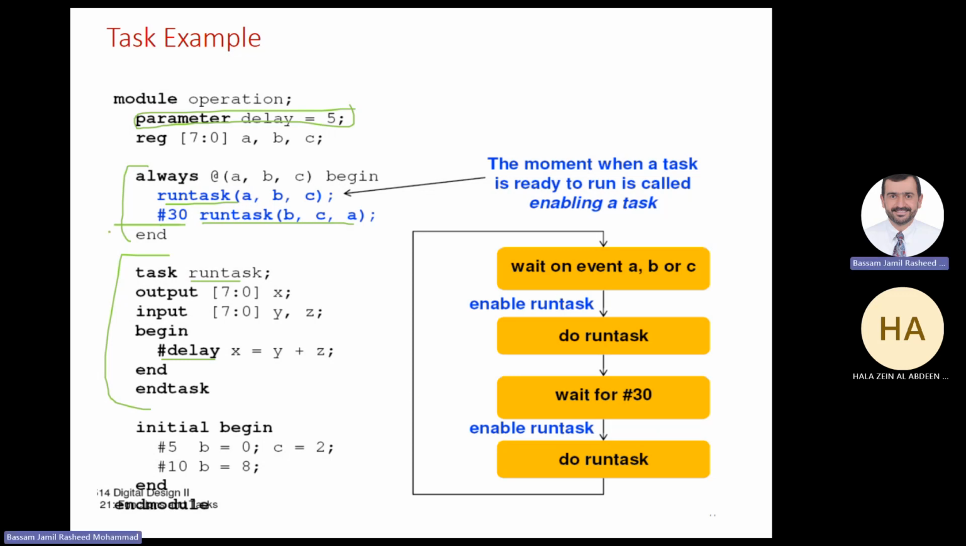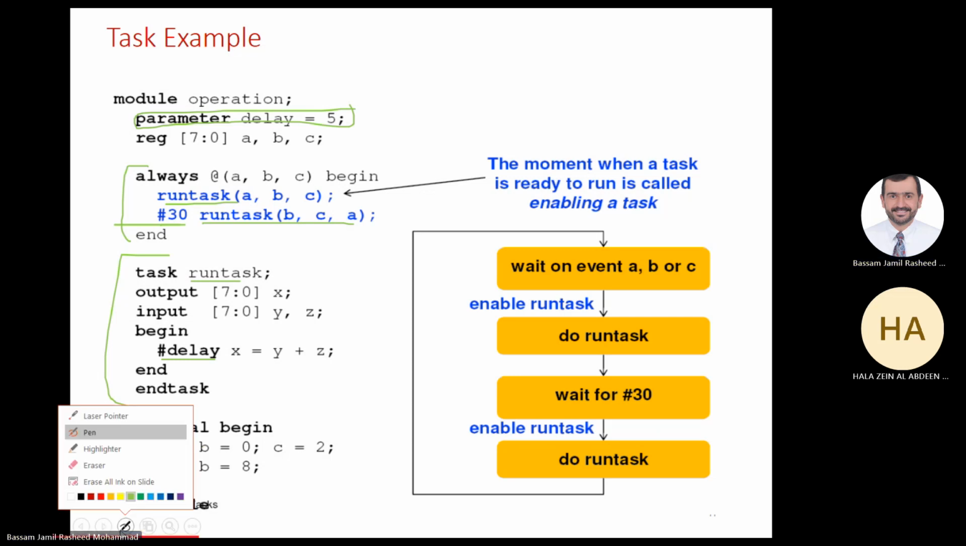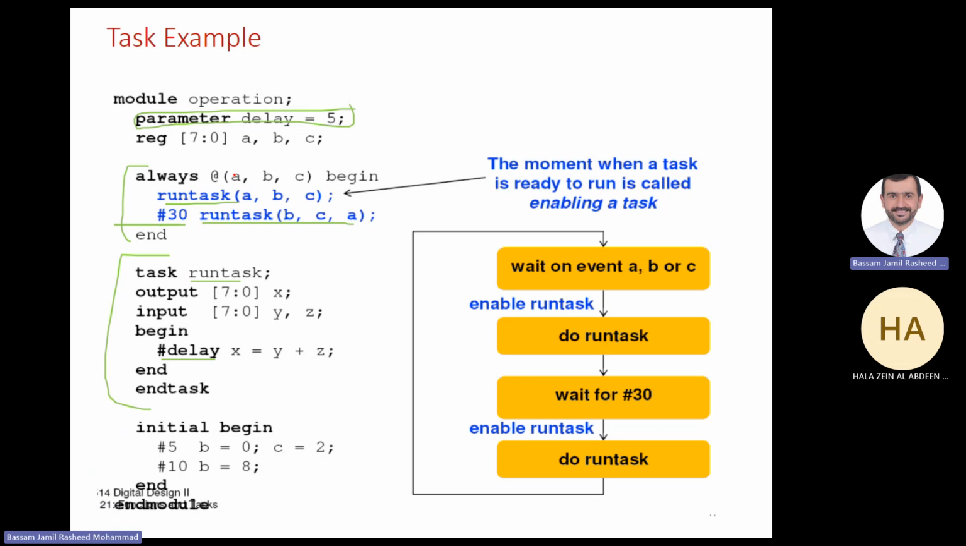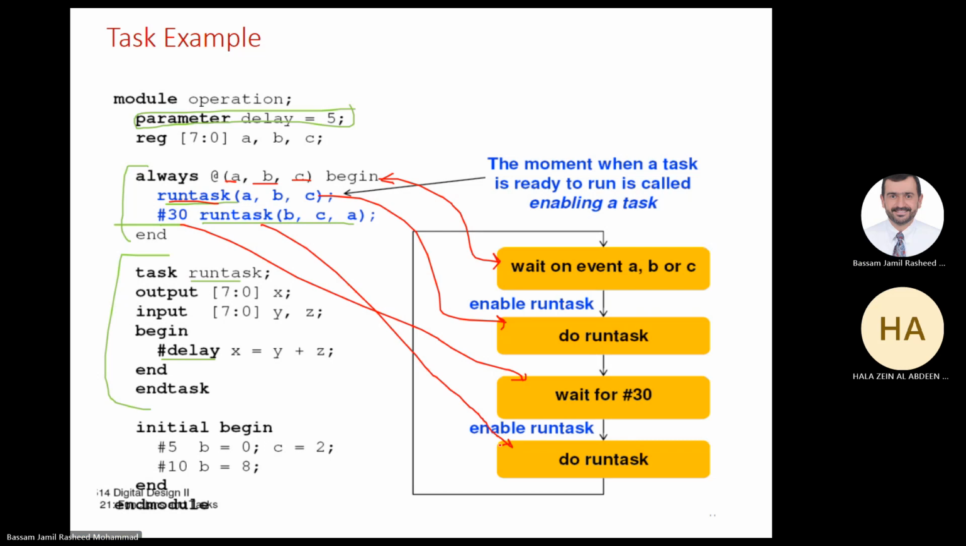And this is basically what is described over here. So basically here in this always block, I will wait for an event on A and B. One of A, B, or C changes, which is right here. Once something changes here, we run the task, which is right here. And then we wait for 30, which is right here, and we run the task again, which is right here. And then we go back and repeat the always block.